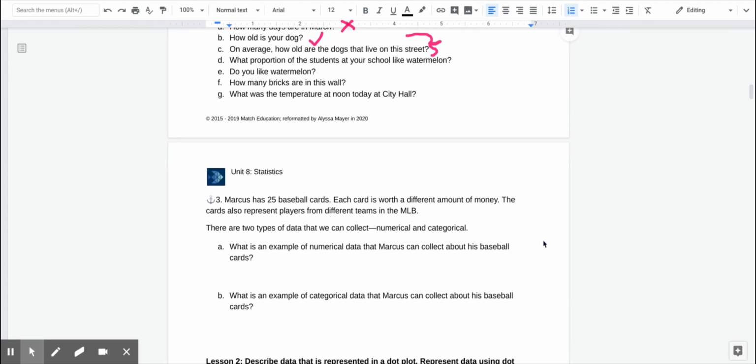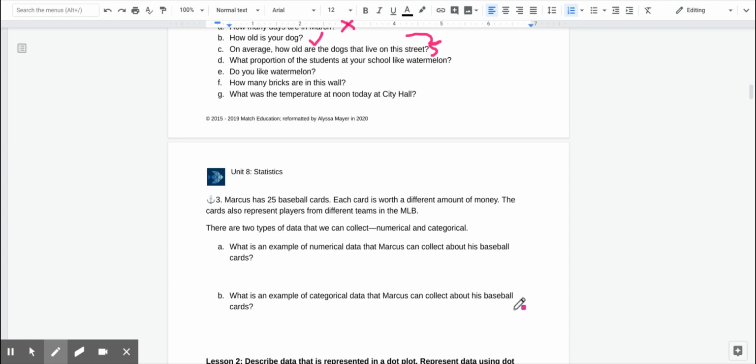Marcus has 25 baseball cards. So if I'm thinking about baseball cards, and MLB, if you don't know it, is Major League Baseball, I could think of some things that are both numerical and categorical about those baseball cards. Numerical data would be things that would give us a number. So I could ask, what are the batting averages of each of the players on the cards? Or how much is each card worth?